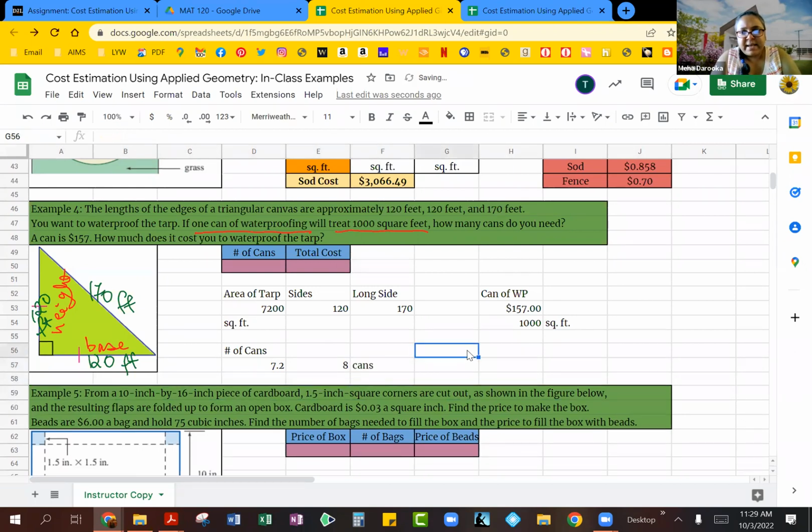Alrighty, so the final answer, and Michael, I see you've already shared that answer with me. The final answer here is going to be, okay, so now we know how many cans of waterproofing we need. If one can will cost us $157, then what will be our total cost for waterproofing this tarp? All right, very nice. Terry, I see your answer. Michael, very good. And let me verify that.